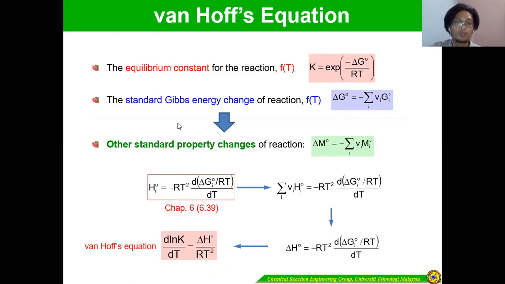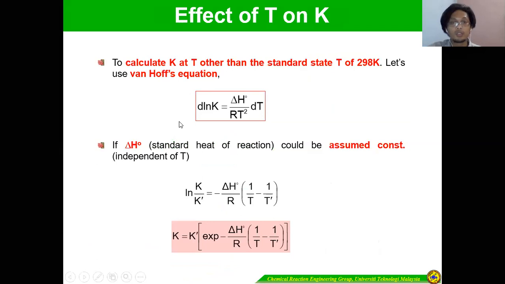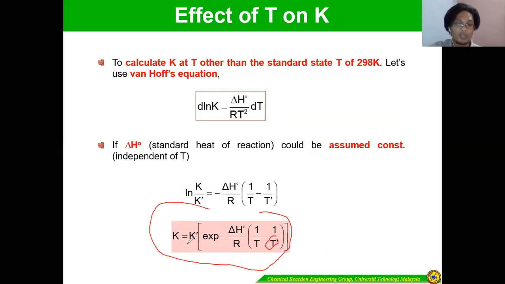Okay, so from the Van't Hoff equation, once we rearrange, to calculate K at a temperature other than the standard state temperature of 298 Kelvin, we use the Van't Hoff equation. If delta H naught is assumed independent of temperature, not dependent on the temperature, we can rearrange it at another state, at a particular temperature, with reference to the standard state. So we can get this equation with K1 and K2, K prime, this one is for the second state.